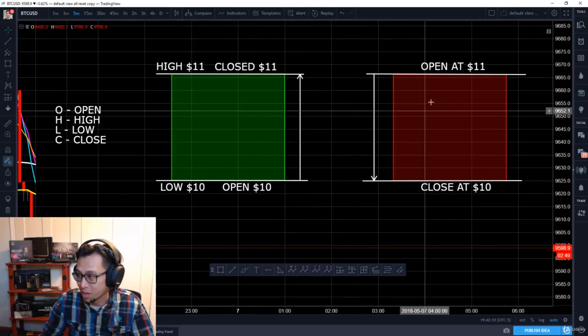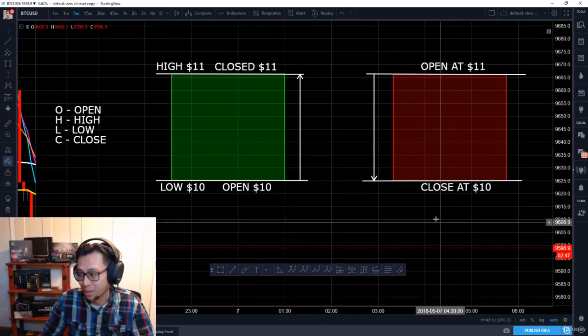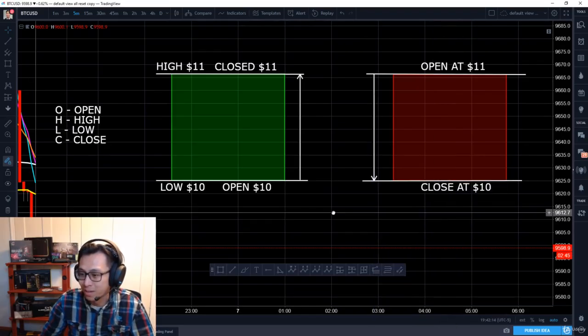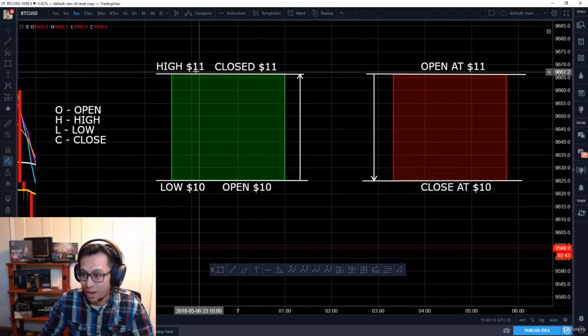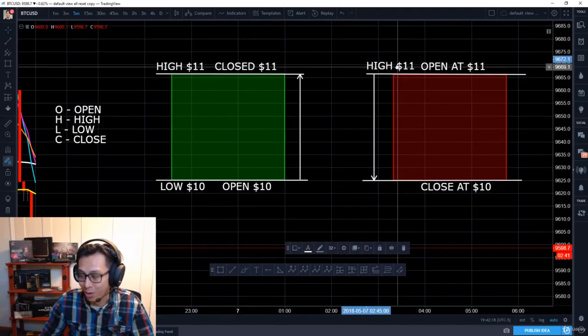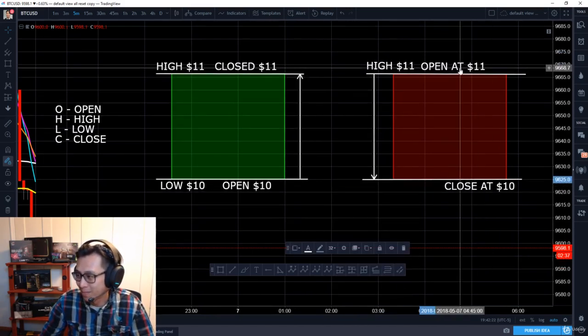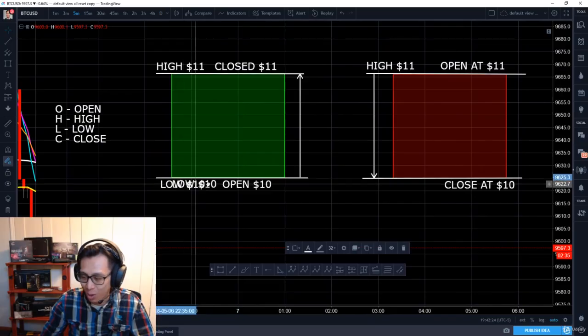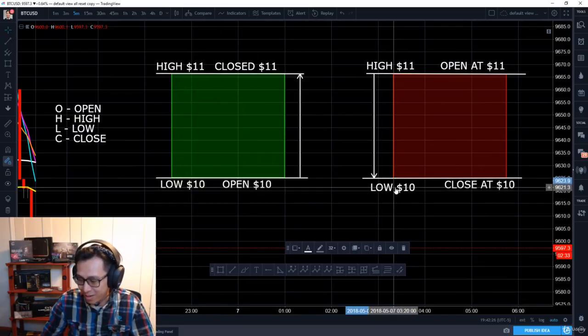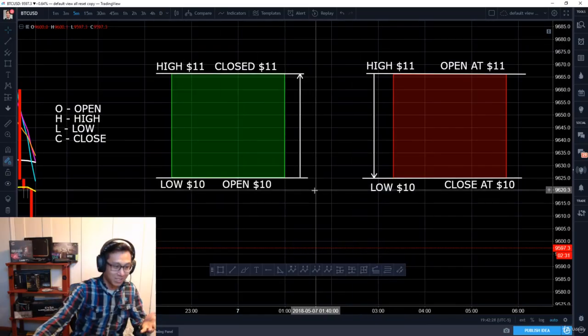For this one right here, what do you think the high is? Take a guess. Yeah, if you said the high was also $11, you got it. What do you think the low is? If you said the low was $10, you got it. So pretty easy concepts, right?